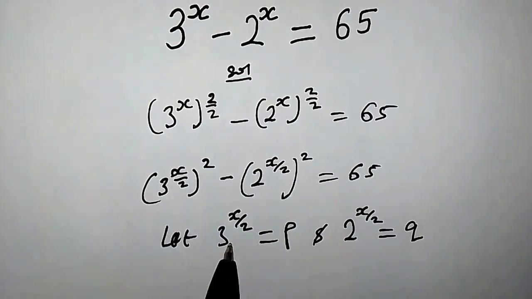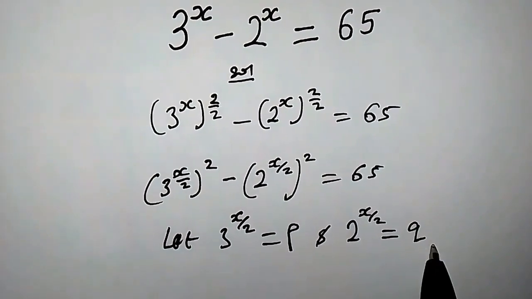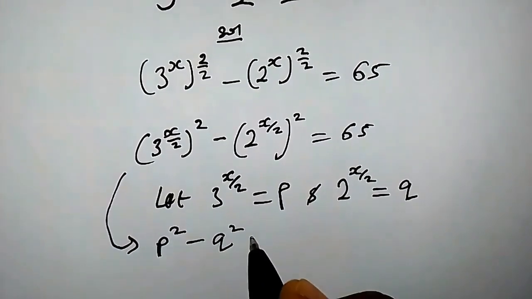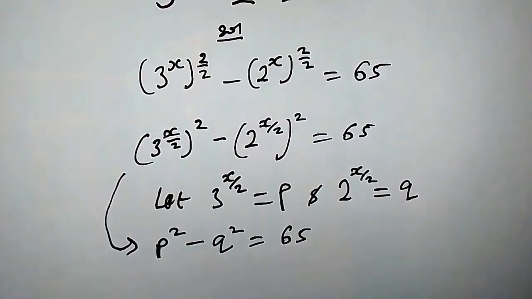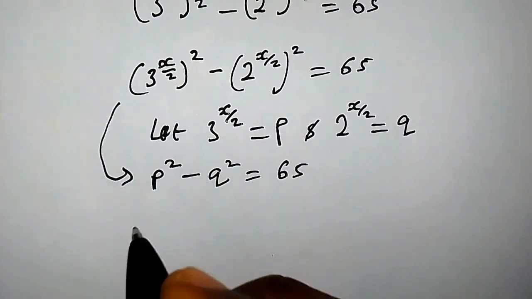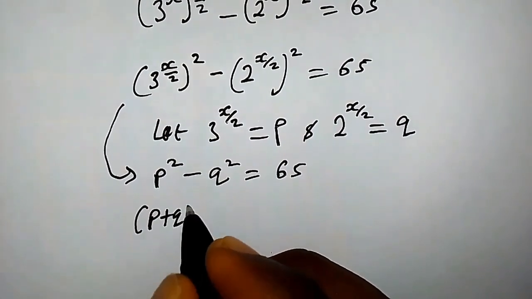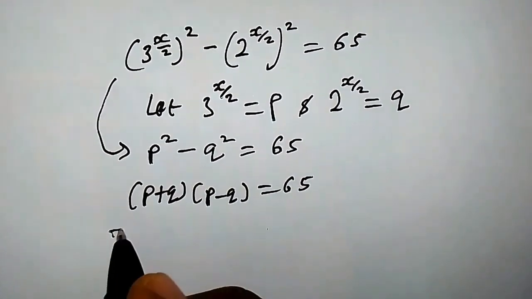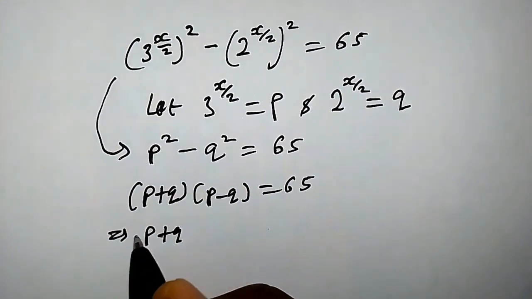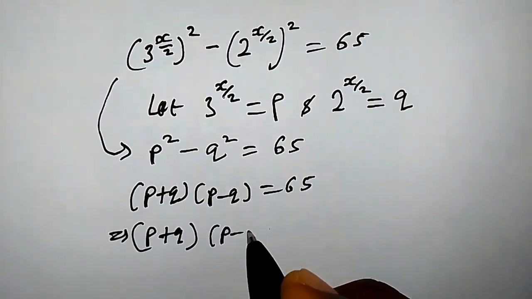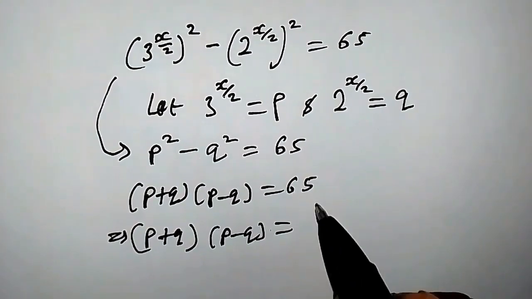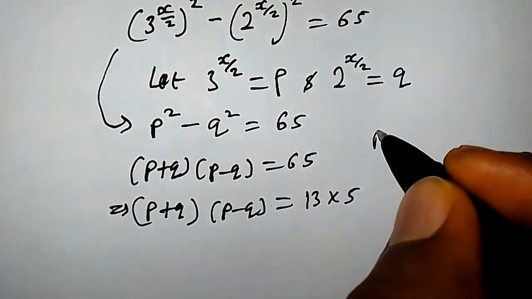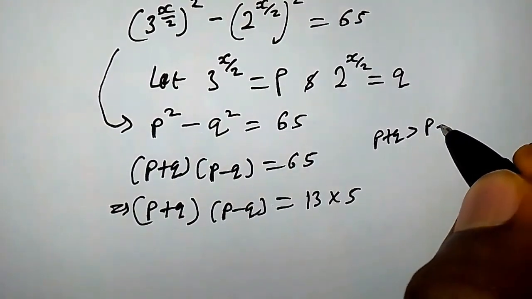So anywhere we see this one, we are going to replace it with p, likewise this one with q. So from here we're going to have p squared minus q squared, which is equal to 65. P squared minus q squared is the difference of two squares, which could be written as p plus q times p minus q equals 65. So this implies that p plus q times p minus q equals 65, which can be written as 13 times 5.